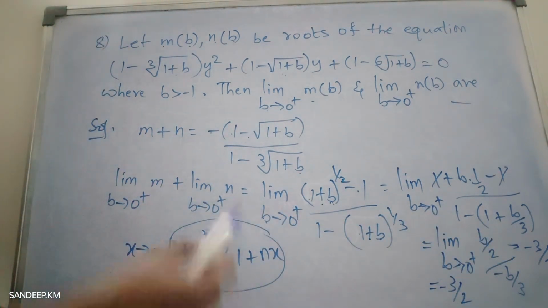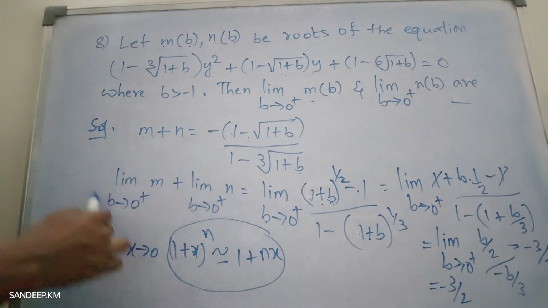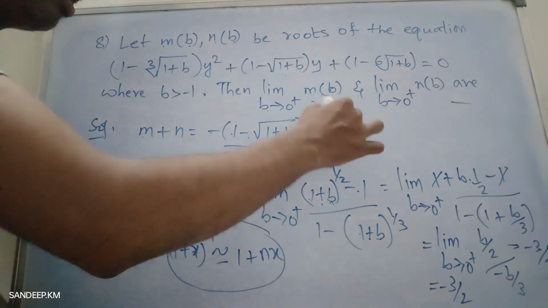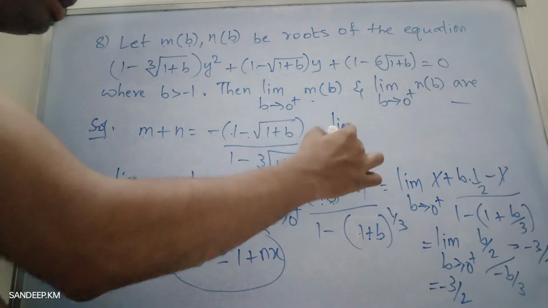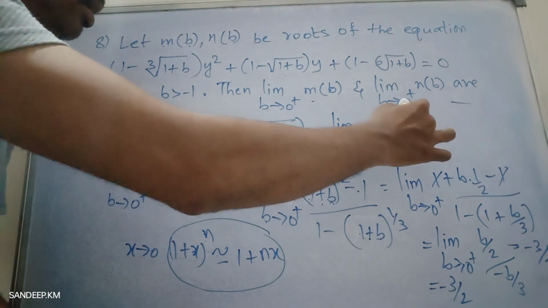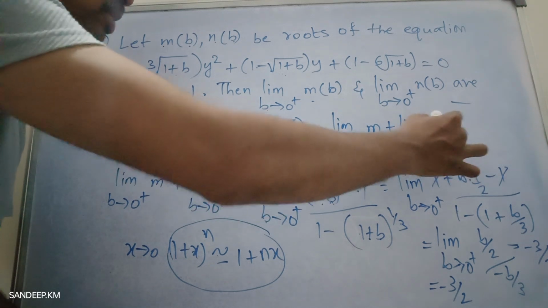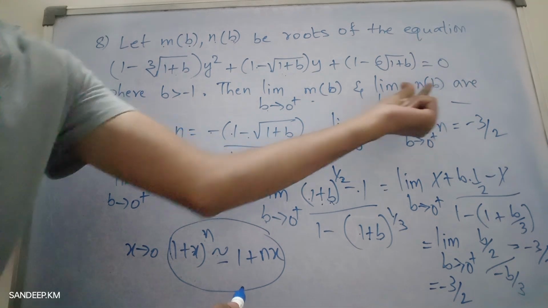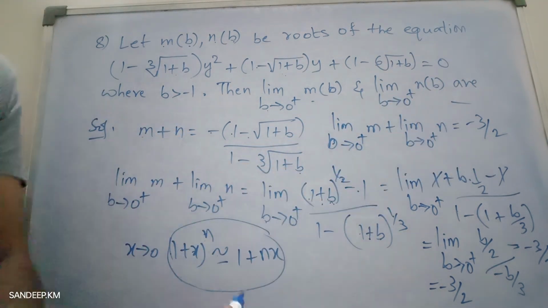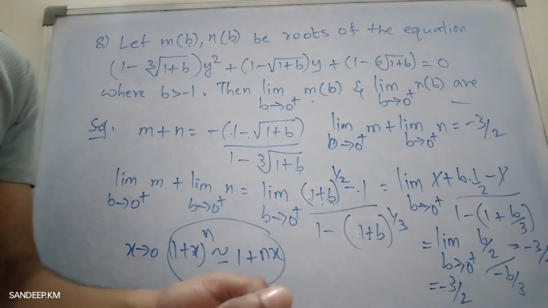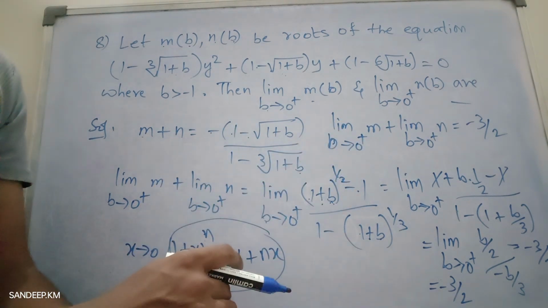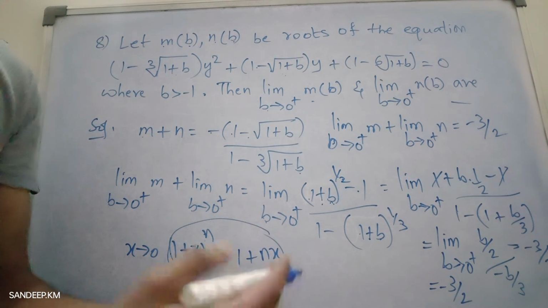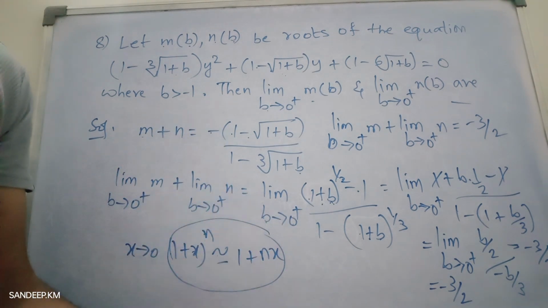What is minus 3 by 2? M plus n. I mean this particular value is minus 3 by 2. So limit b approaches 0 plus m plus limit b approaches 0 plus n is equal to minus 3 by 2. I want these two values whose sum is minus 3 by 2. If you have options now, you can verify here itself. Sum of the first one and second one should be minus 3 by 2. Which option is satisfying? If only one option is satisfying, then mark it up and go to the next question.